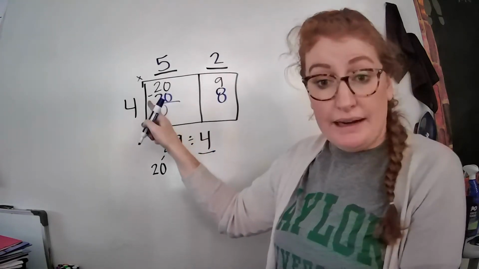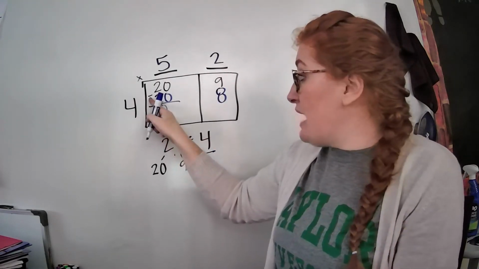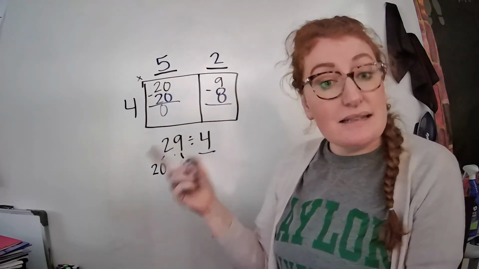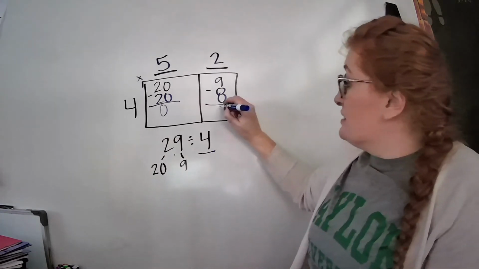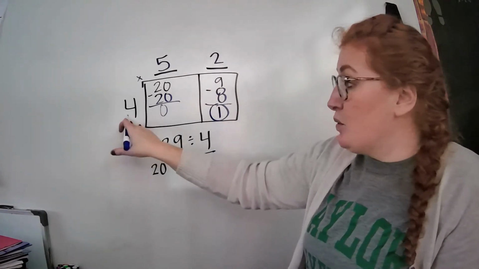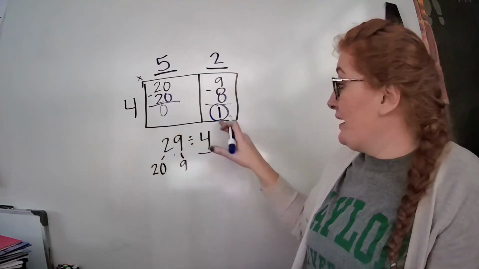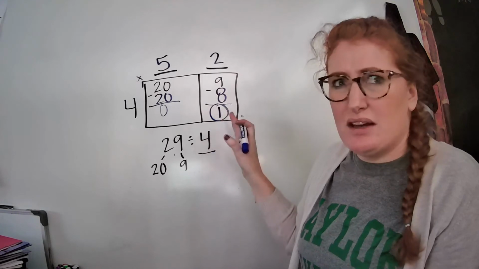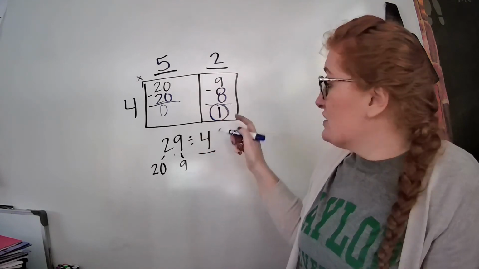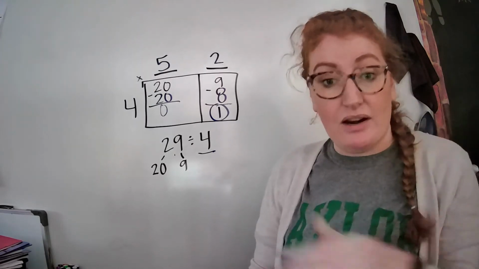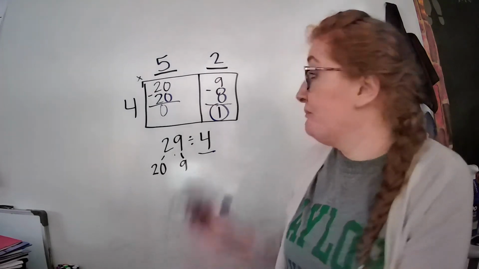Now, just like I did over here, I'm going to subtract. 9 minus 8 equals 1. So this is what I have left over, but nothing multiplied by 4 is going to take this away, because 4 times 1 is 4. That's too much. So this is what we call a remainder. I want you to say that word to yourself, remainder. That means what's left over, okay?